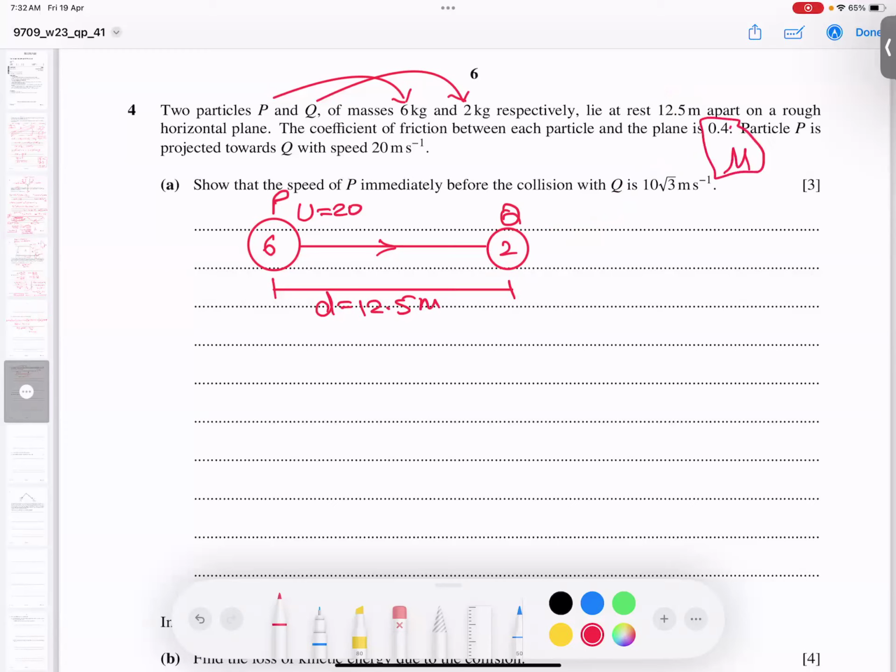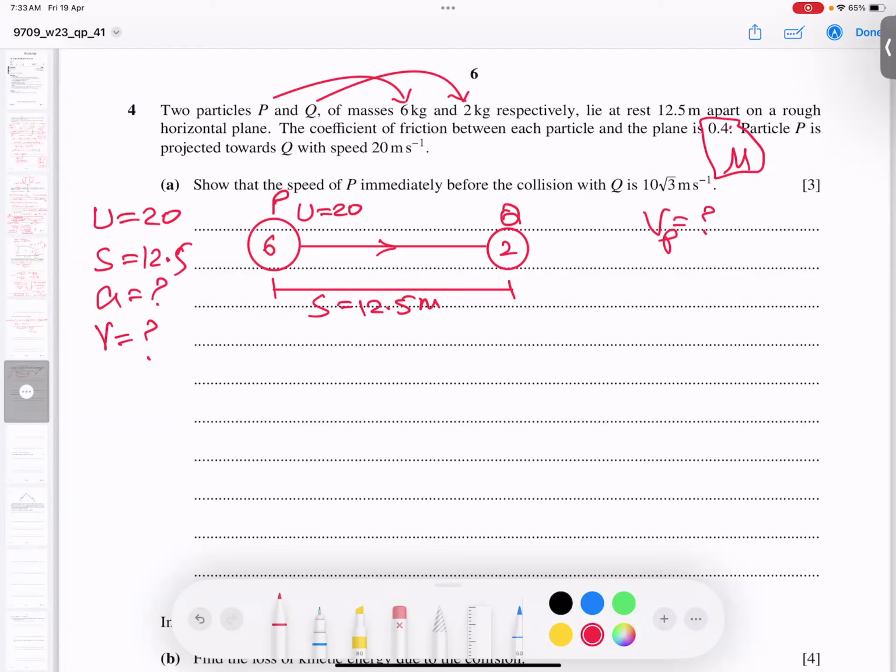We have to find the speed when it reaches Q. So what is the final velocity of the P particle just before hitting Q? And we have to show this answer. If you see the data, we have u equals 20, and distance s is 12.5. I need to find v, but I don't have the acceleration. So I can apply the formula.